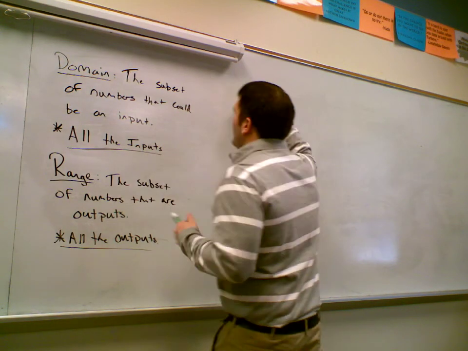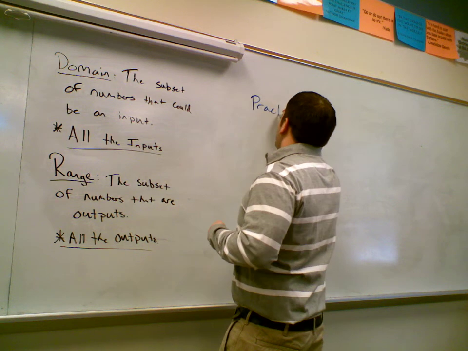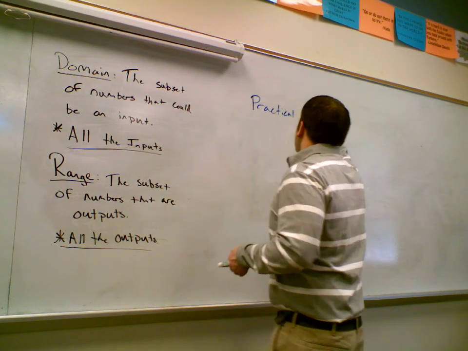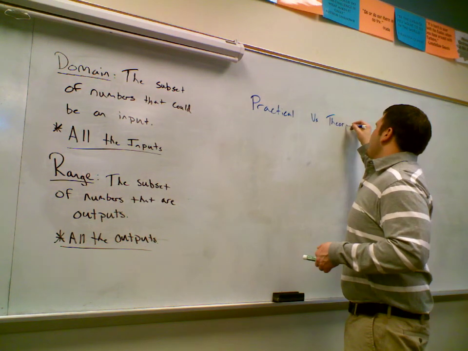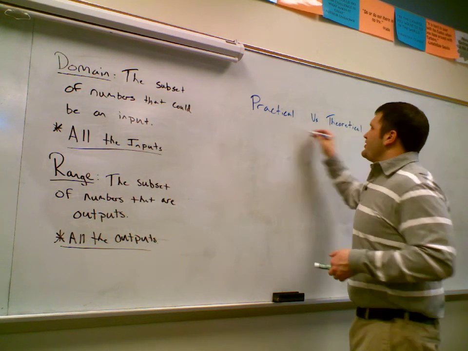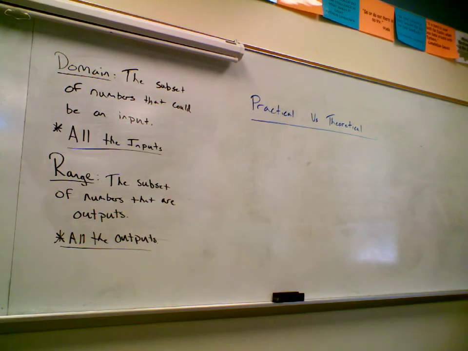All right. Domain and range. There are 2 other things we can talk about, and then we'll be done. Then we can do some practice. Practical versus theoretical. What is the difference? One is practical, one's theory. Theoretical makes you think theory, right? Which one is real? Practical is real. Which one's not real? Theory. Theoretical isn't real, right?